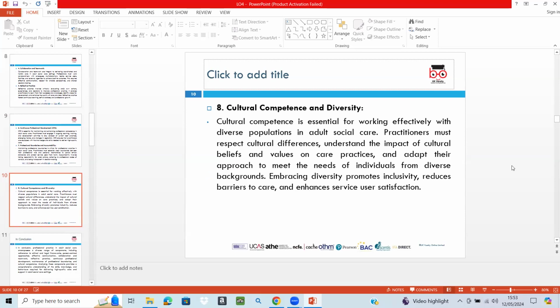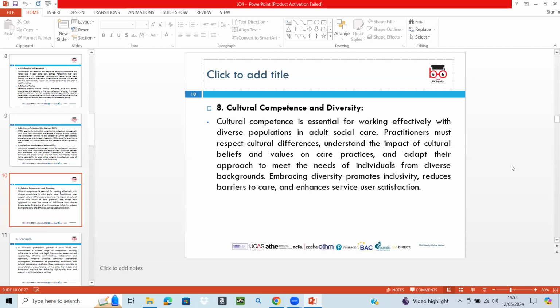Right. So cultural competence is a crucial component of professional practice in adult social care, enabling practitioners to provide effective and inclusive care to individuals from diverse cultural backgrounds. By understanding and respecting cultural differences, practitioners can tailor their approach, communication, and care practices to meet the unique needs and preferences of service users, promoting a culturally sensitive and responsive care environment.